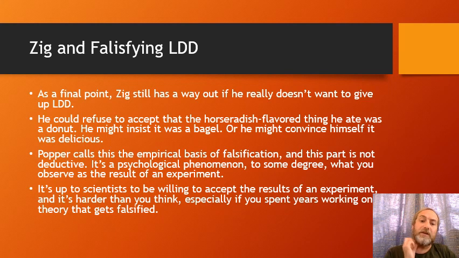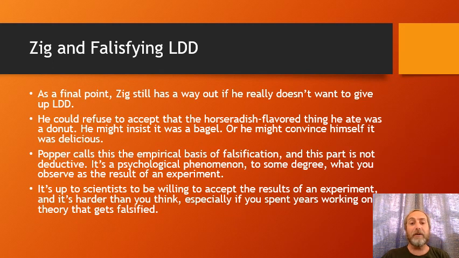Okay, and so this is sort of leading into the next lecture, but let's go back to Zig and his horseradish donut. Now we've noticed that Zig is very stubborn. He really doesn't want to give up on the law of donut delectability. So just because he tries a horseradish donut and it's disgusting, is he required, by the laws of logic, by modus tollens, to give up the law of donut delectability?